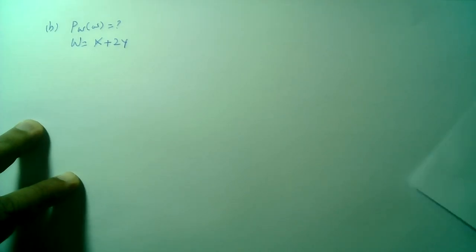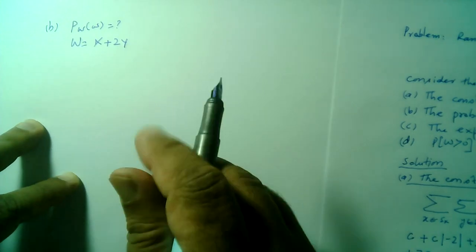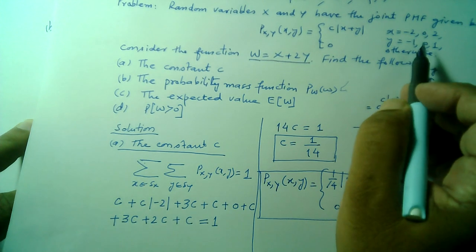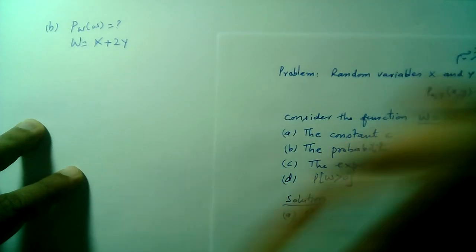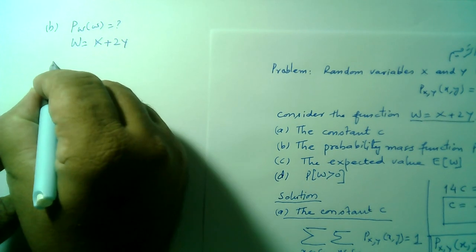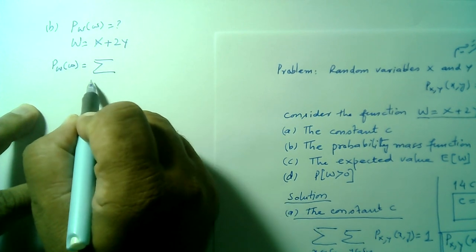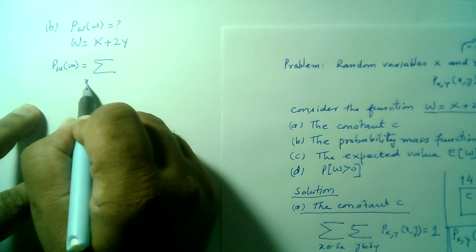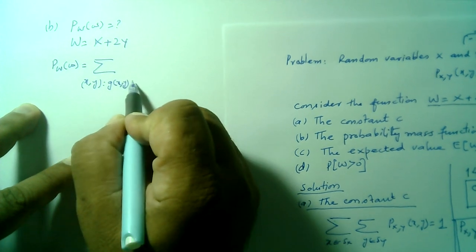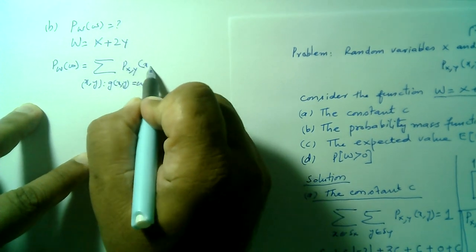So PW of W is actually given by adding all the pairs of this probability mass function which result in the same value of W according to this relationship. So we can write it like this: PW of W is given by this summation, where the pair x comma y can take on values for which the function g of x, y results in the same value of w, right? And p of x comma y here.